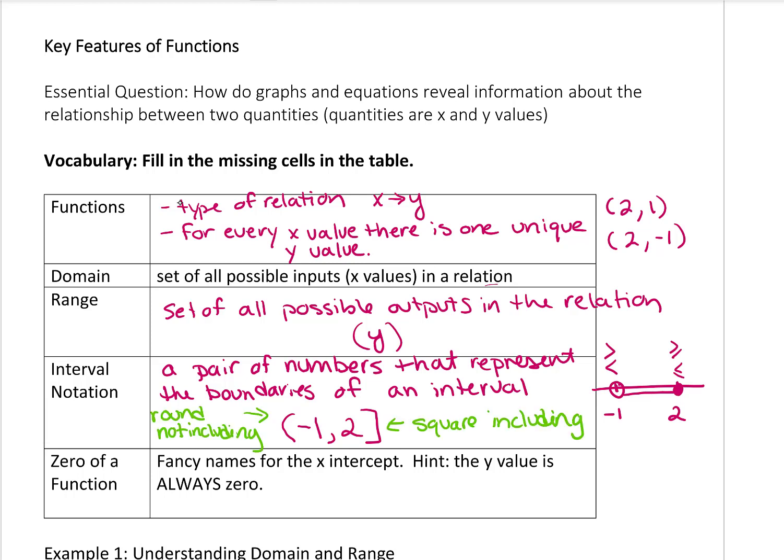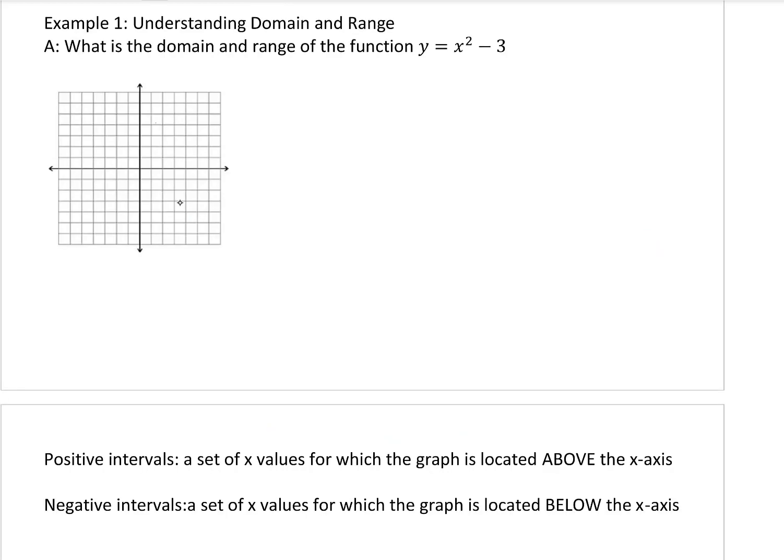The next vocab word, zeros of functions, that's just a fancy way of saying x-intercept. Now let's look at an example. What is the domain and range of y equals x squared minus 3?